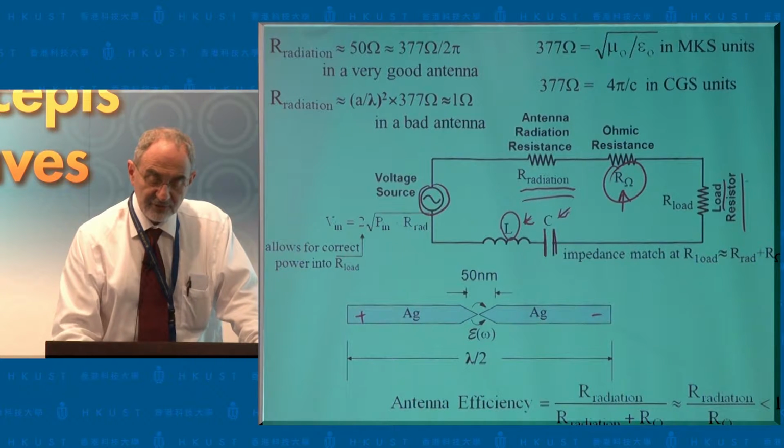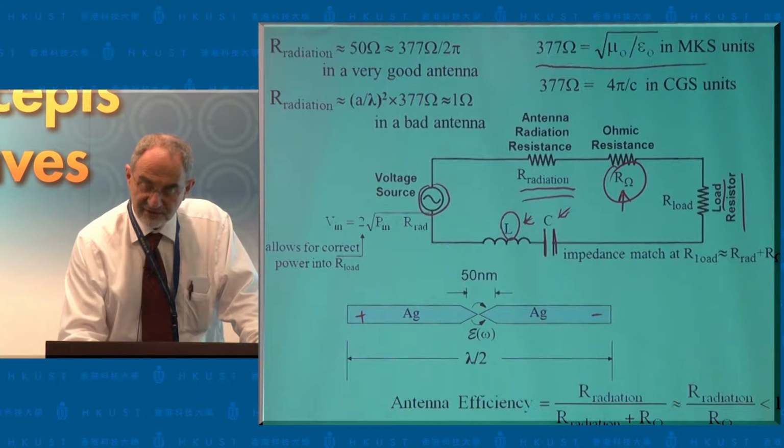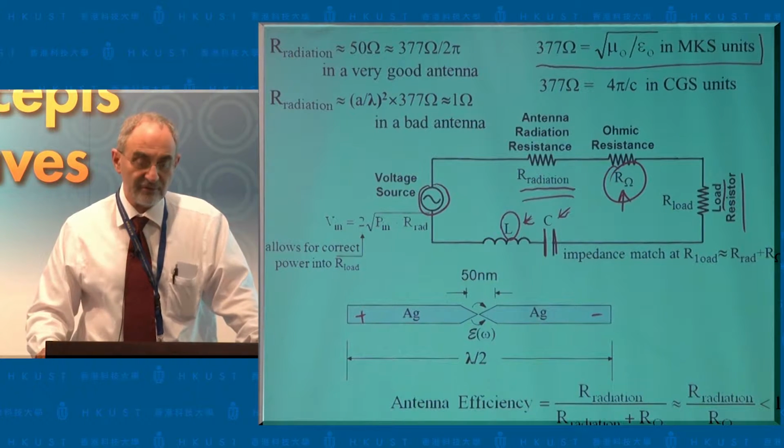But what is the radiation resistance? If you go through the numbers very carefully, there's a lot of cancellation. And it ends up being related to a fundamental constant. This is called the impedance of free space. It's 377 ohms.